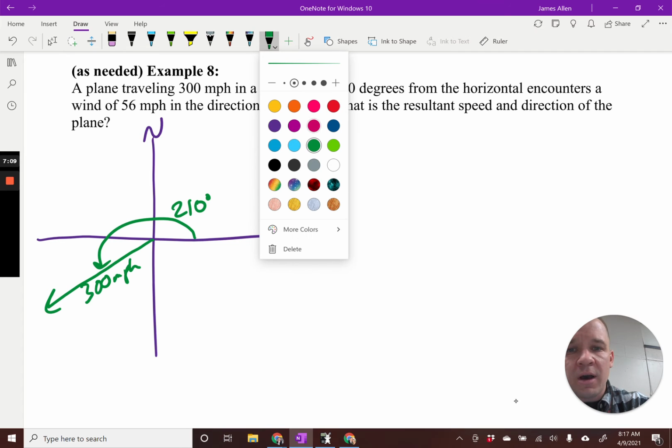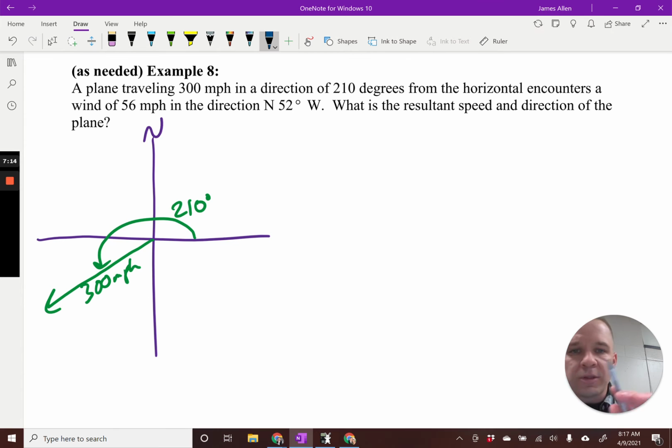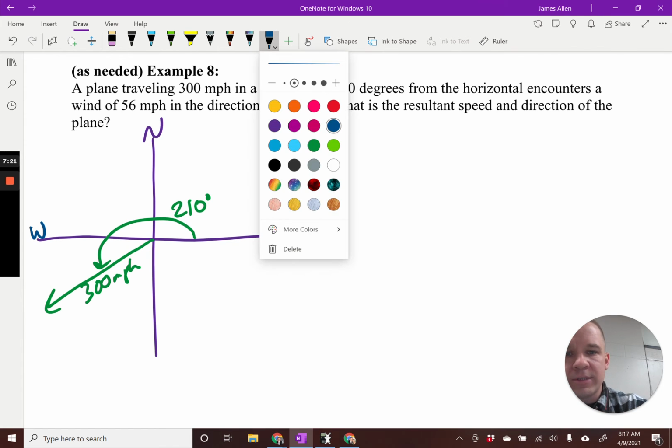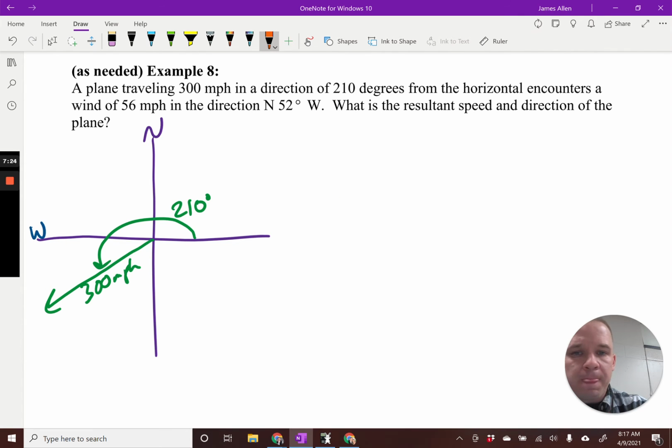Then the other one, the wind, I'll go blue. So the wind is north 52 degrees west. Well, remember, west is this way. I feel like blue's not drastic enough. I'll go orange. 52 degrees west. So I'm going to be off of that north line a little more than 45 degrees, right? So my actual trig angle, because that's the one I'm going to want to calculate with, is going to be, let's see here, 90 plus 52 would give me 142.